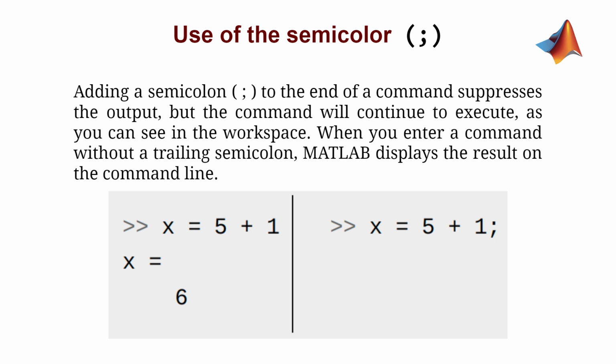Now, in MATLAB, it is possible to suppress the output using a semicolon at the end of a command. For instance, here we have the command x equals 5 plus 1. As we see, the result is 6, so we see in the output that x gets the value of 6. On the other hand, if we use the semicolon at the end of the command, the output is no longer shown. Something important to know is that when you use a semicolon at the end, the command will continue to execute after pressing enter. The only thing is that it's not going to be shown. However, you can see that in the workspace, the variable x will get the value of 6.